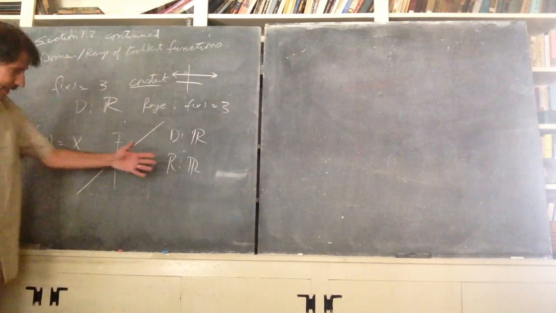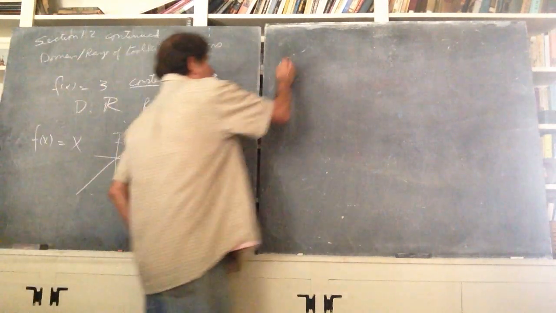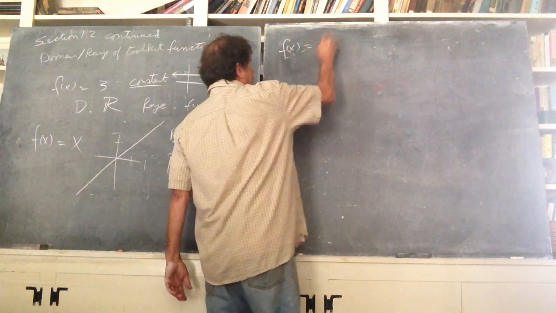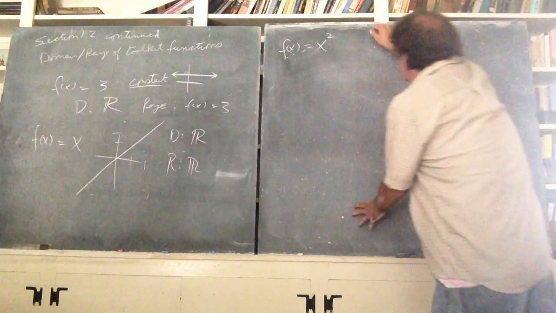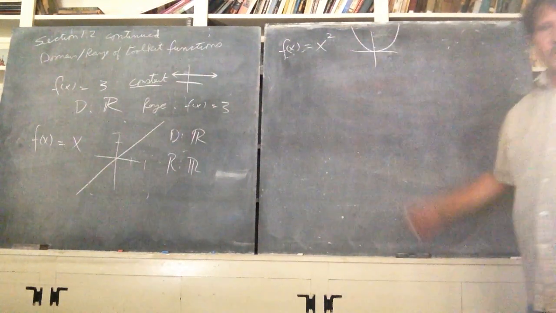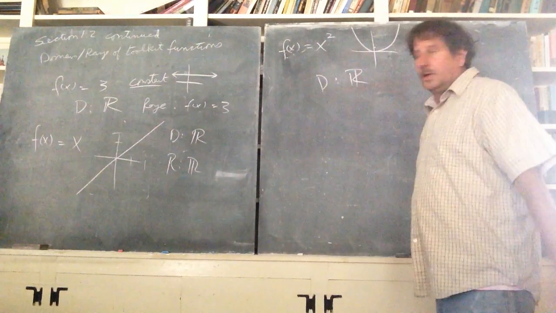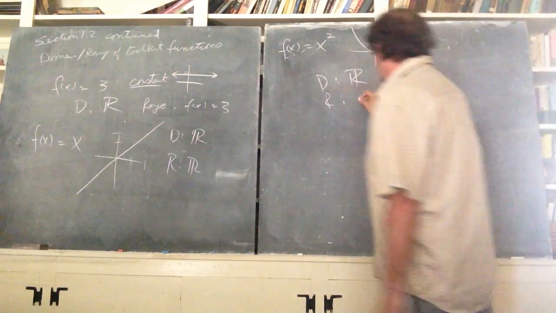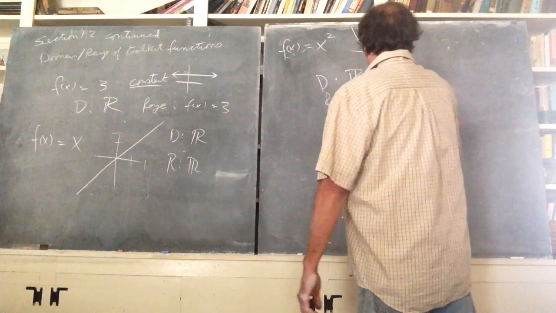By the way, any polynomial function, this is true. For example, the next one is the quadratic function. f of x equals x squared looks like this. The domain is all the reals. It's a polynomial, so the domain is all the reals. The range, well, this is never negative. f of x is greater than or equal to 0.